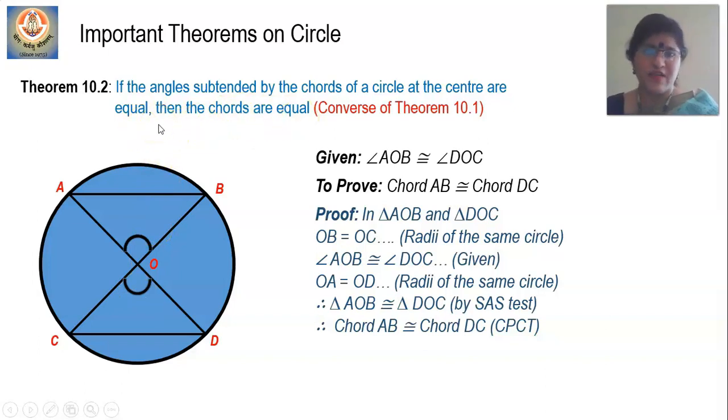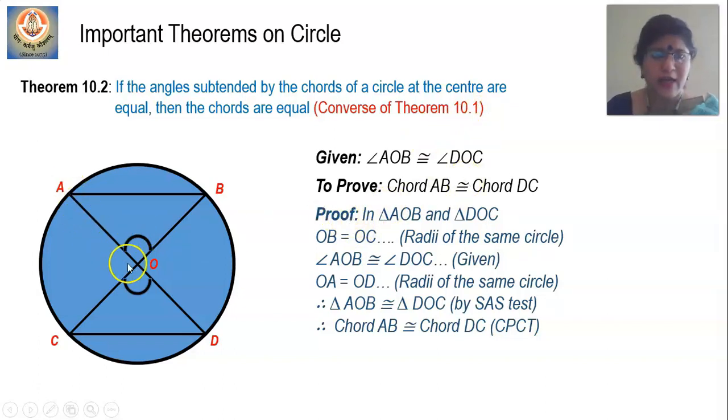Then the chords are equal. Whatever statement comes after then is what you need to prove. So here you need to prove that chord AB is congruent to chord CD. So how do you go about proving it? You will take these two triangles and prove these two triangles congruent by a test of congruence. So let us see how to do it. So you begin with what is given and then you move on to what you need to prove. These two steps are very, very important. You have to decipher this from the statement that is mentioned. Now begin with the proof.